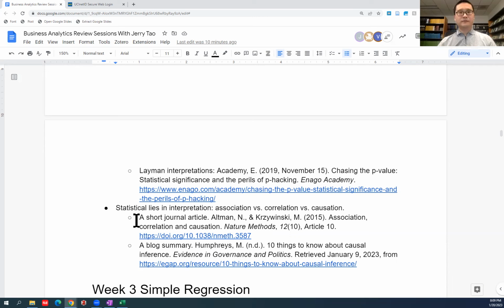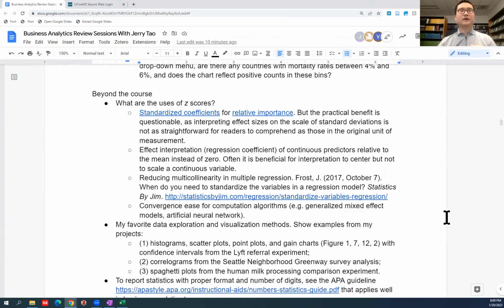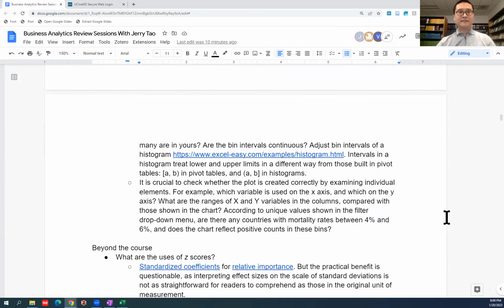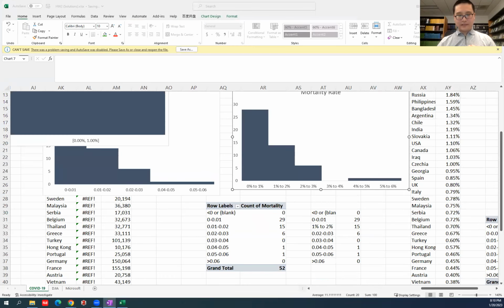There's a short journal article regarding the differences between these three concepts, and there's also a blog summary. I encourage you to check them when you have additional time. However, none of these parts are required to be successful for homework questions or exams. So no worries if you don't check any part of the Beyond the Course section. This should summarize what we need to review in week 2. I hope to see you again next week.